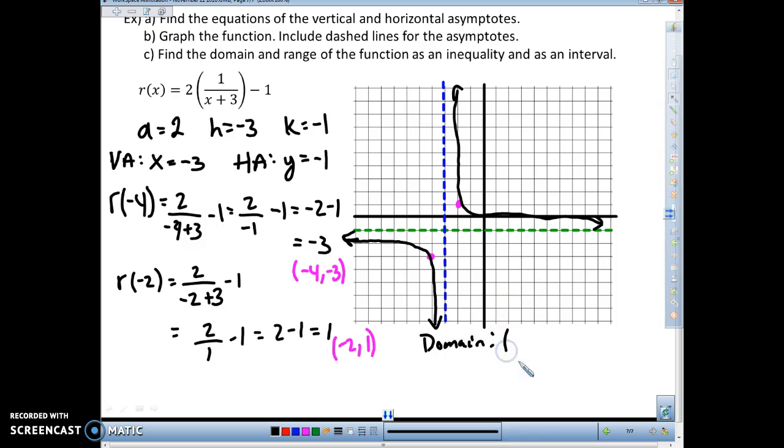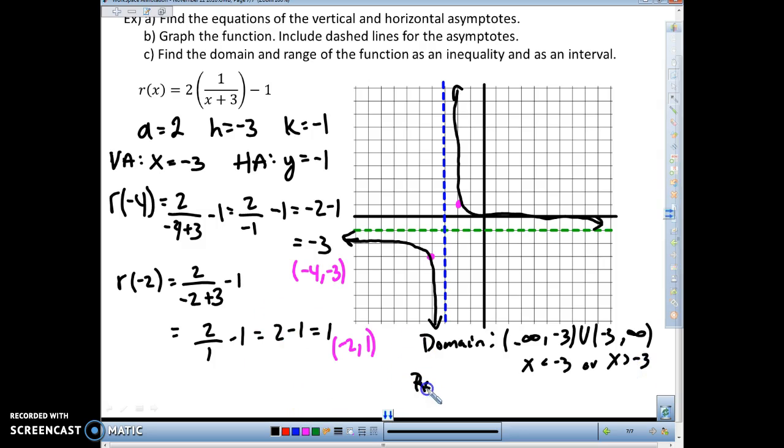So domain in interval notation, negative infinity to my vertical asymptote located at negative 3. Take a break. Negative 3, comma, all the way to infinity. In inequality notation, x is less than -3, or x is greater than -3.